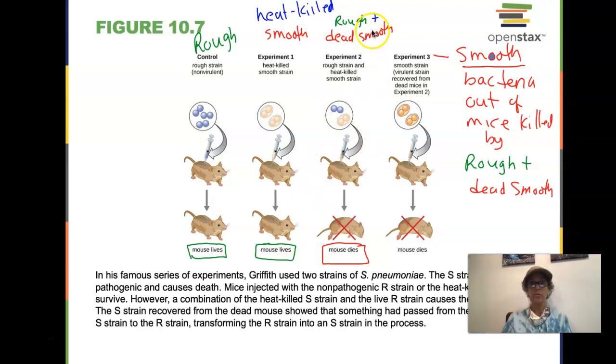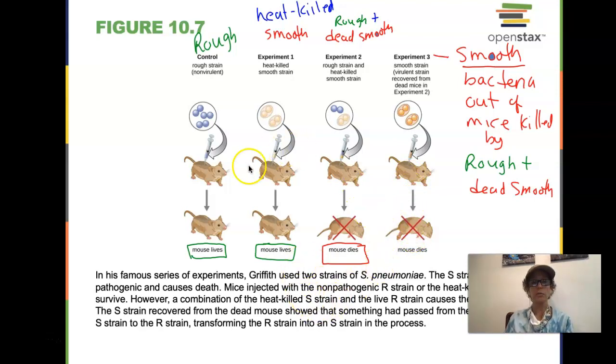And the third one, the rough bacteria that are alive and the smooth bacteria that are dead, mix them up in a test tube and let them set for several hours. Inject that combination into a mouse, and the poor little mouse dies. When the blood was extracted from this poor little dead mouse and streaked onto an agar surface, smooth bacteria were recovered. And in the last experiment, we look at those smooth bacteria that were recovered from this poor dead mouse and put them into a live mouse, and they killed the poor mouse.